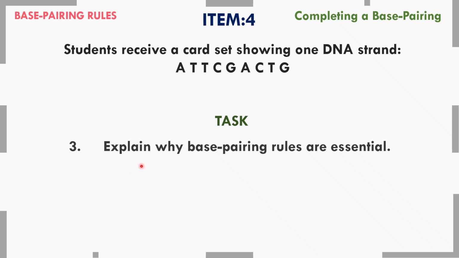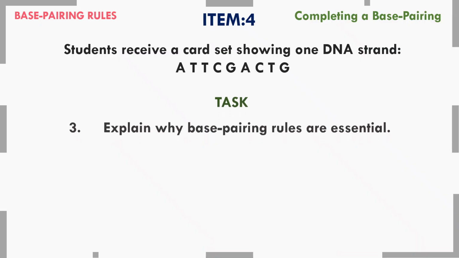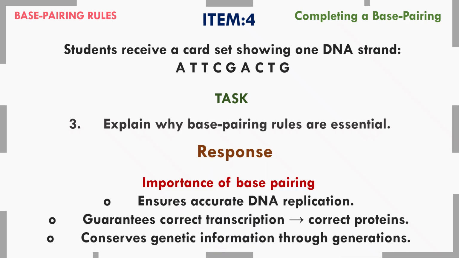Three, explain why base pairing rules are essential. Importance of base pairing: it ensures accurate DNA replication, guarantees correct transcription leading to correct proteins, and conserves genetic information through generations.